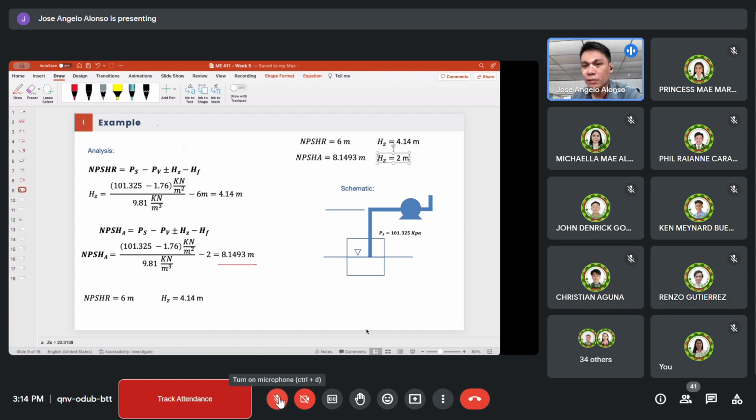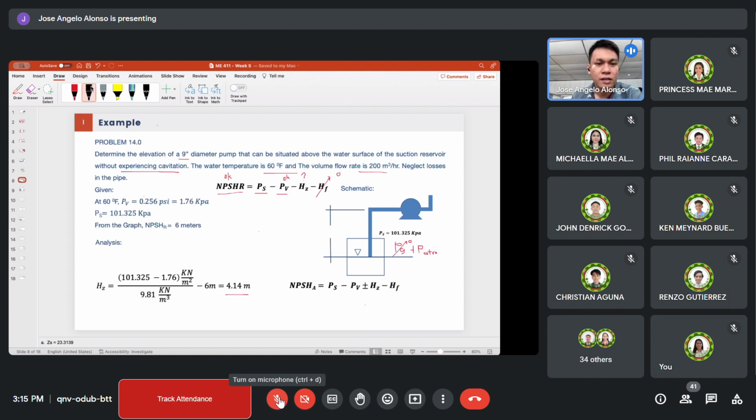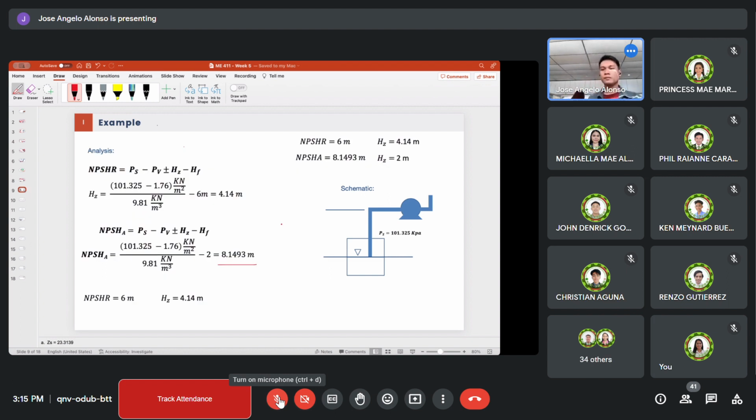However, kapag sinubukan natin palayuin pa yan, for example, increase the head or increase the elevation by at least 8 meters or 6 meters, then mapapansin natin na liliit na yung ating net positive suction head available. Mas liliit na siya sa ating required net positive suction head, which will cause cavitation. At ito nga iniiwasan natin, class. So yung maximum na hinahanap dito, maximum elevation, meaning siya yung maximum na pwedeng ilagay natin yung pump, pero pwede pa siyang palapitin pa. Pero hindi na siya pwedeng mas malayo pa. Understand, class?